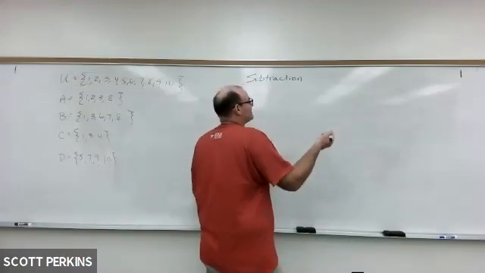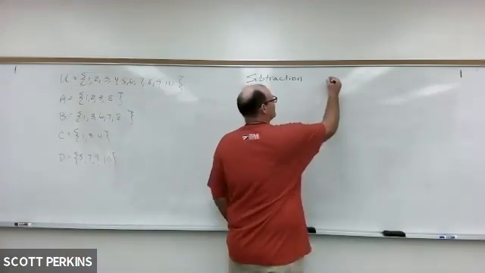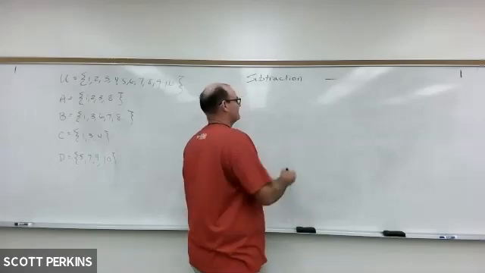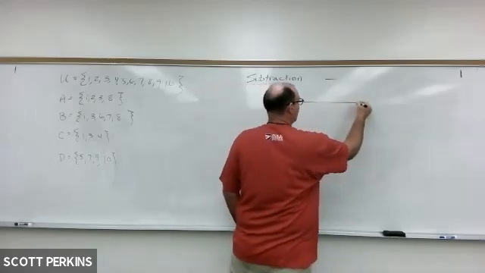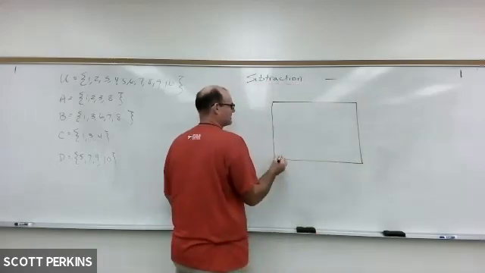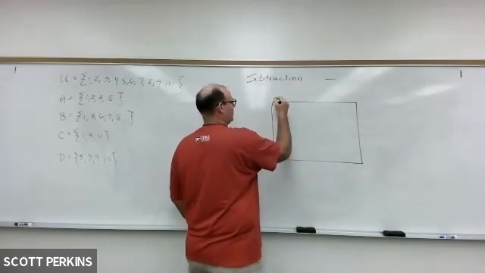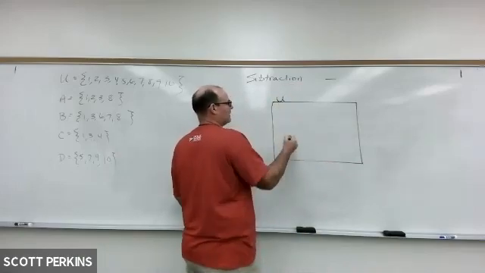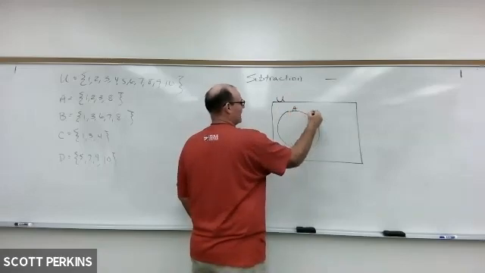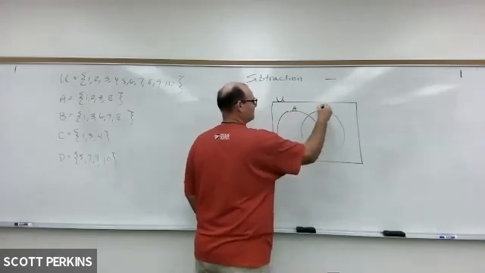The symbol for set subtraction is the same as for arithmetic. It's just a minus sign. And here's my Venn diagram. Remember, I gave you a sheet of Venn diagrams the last time we were together. If you need one, I have one. Here's A. Here's B.